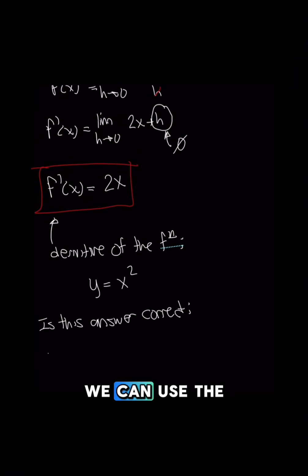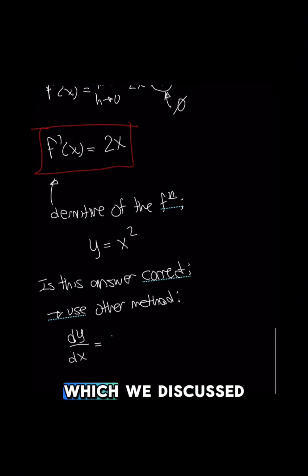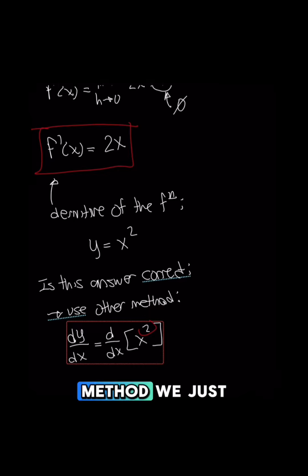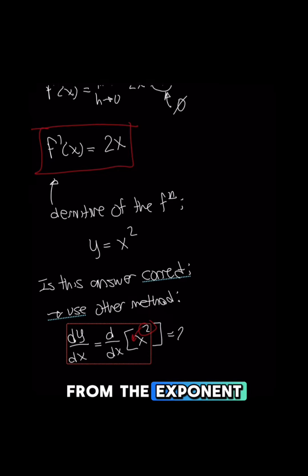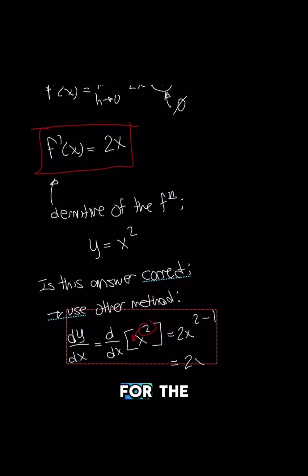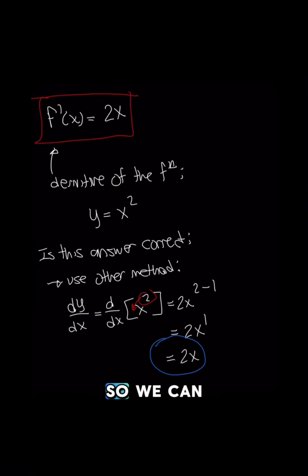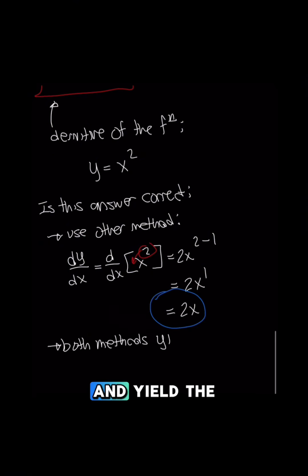But is it correct? We can use the derivative of a power rule, which we discussed previously. If we use this method, we just bring the 2 down from the exponent, and then we subtract 1 from it, and we get this for the answer. And we can see that they're the same. So we can conclude that both methods work and yield the correct answer.